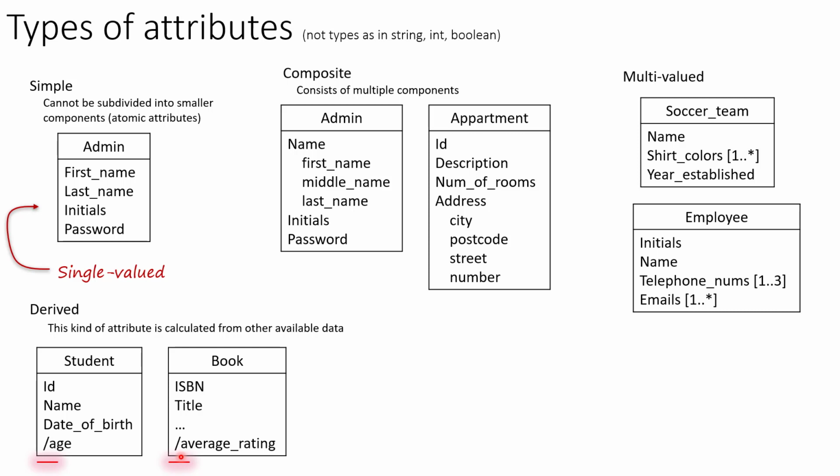These are the attributes we work with. Most of the time this will be what you need, the simple single valued. Sometimes you need some multi-valued, and sometimes you need derived. Composites, well, as I mentioned, you can always just do it as simple values, but you may have a good reason to indicate that something belongs together.